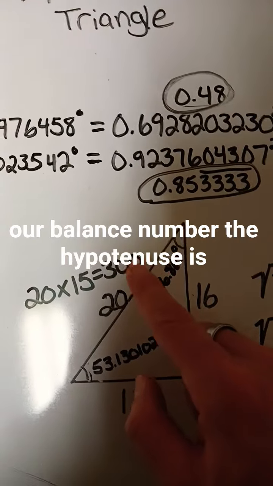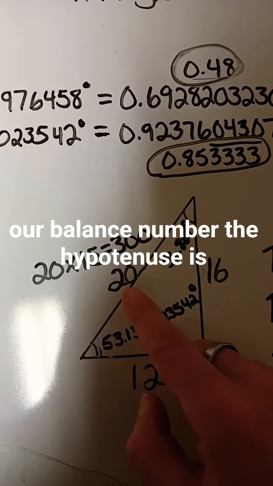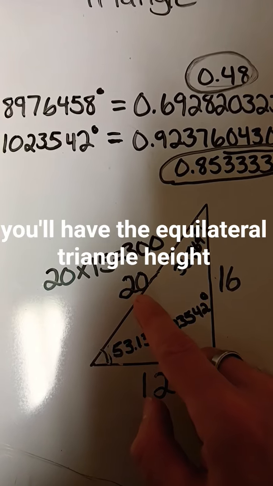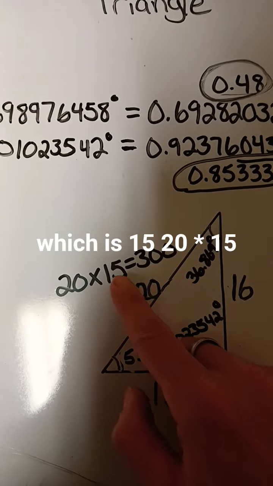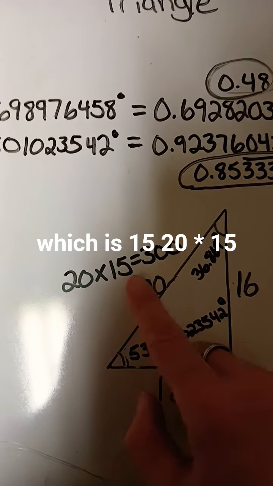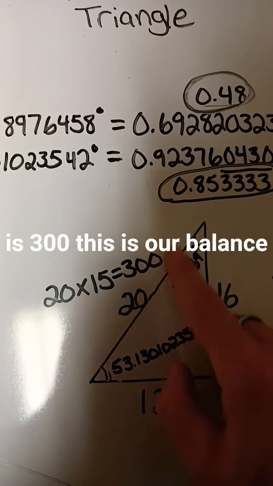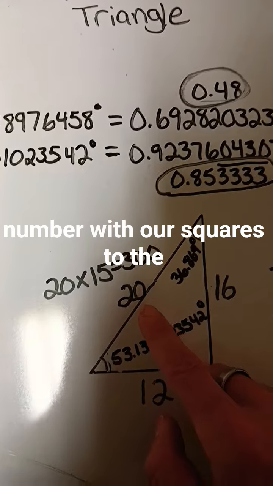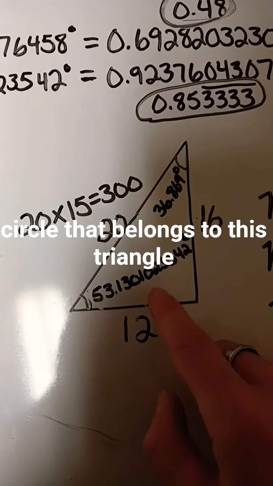Now we're going to find our balance number. The hypotenuse is the diameter of the circle, and if you take 75% of that, you'll have the equilateral triangle height, which is 15. 20 times 15 is 300. This is our balance number with our squares to the circle that belongs to this triangle.